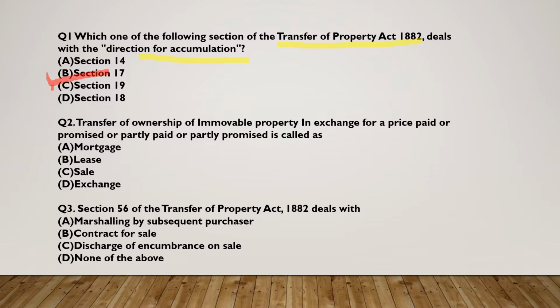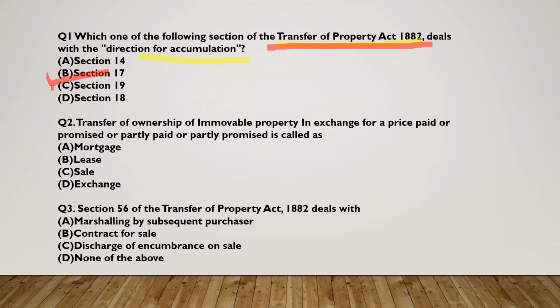Okay, section 17 के अंदर provision दिया गया है which is related to direction for accumulation. It has been provided under section 17 of Transfer of Property Act 1882. तभी बोल रही हूँ, साथ में बेयर एक्ट पकड़ के देखो, relate करते जाओ.